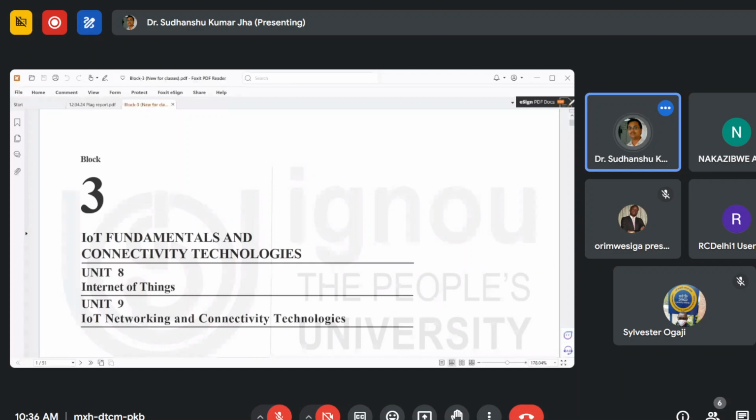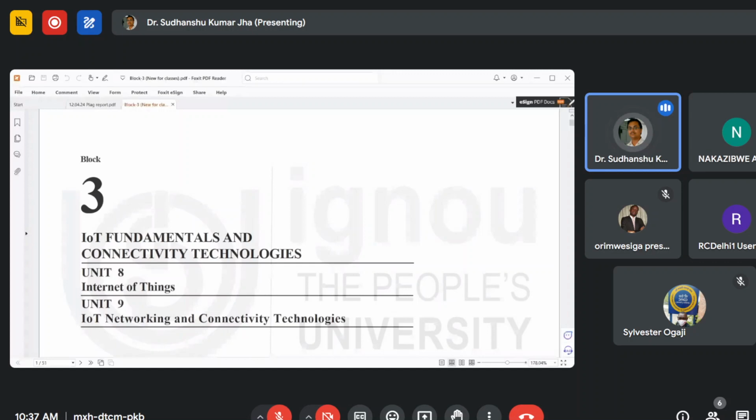In the beginning of the MCS 227, cloud computing and the IoT, we already saw that we have two sections here. One is cloud computing and another portion is the Internet of Things. We already discussed in the last few sessions the cloud computing and the various aspects and topics covered in your blocks.